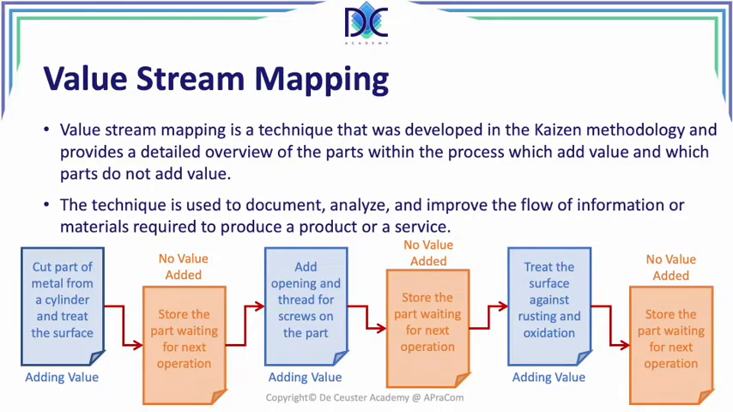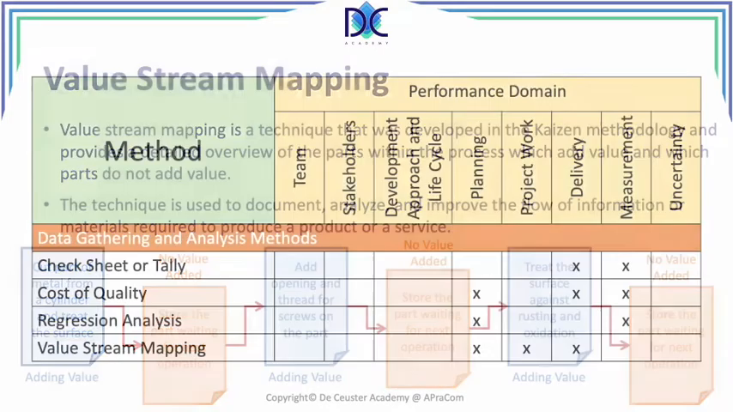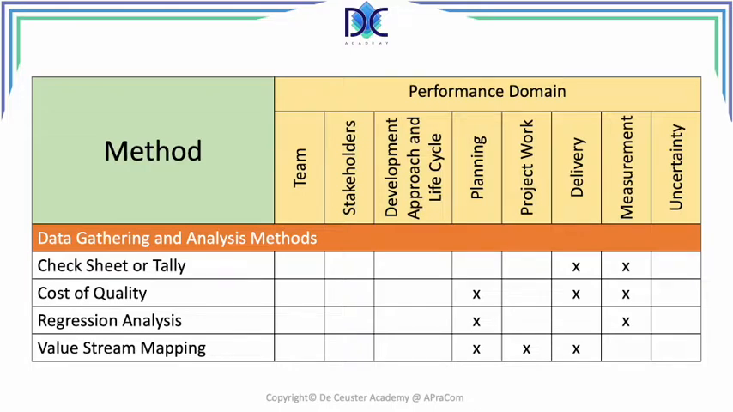Let's have a look where we use these different elements in the different performance domains. Now the check sheet or tally typically in delivery and measurements. Cost of quality also in planning, delivery and measurement. Regression analysis typically in planning and in measurement. And value stream mapping in planning, project work and delivery.